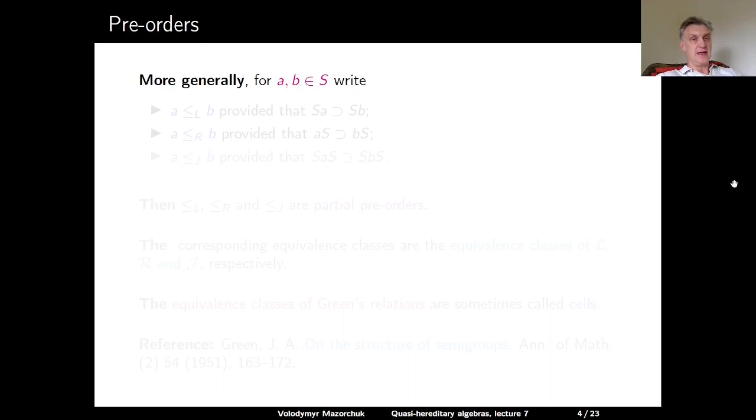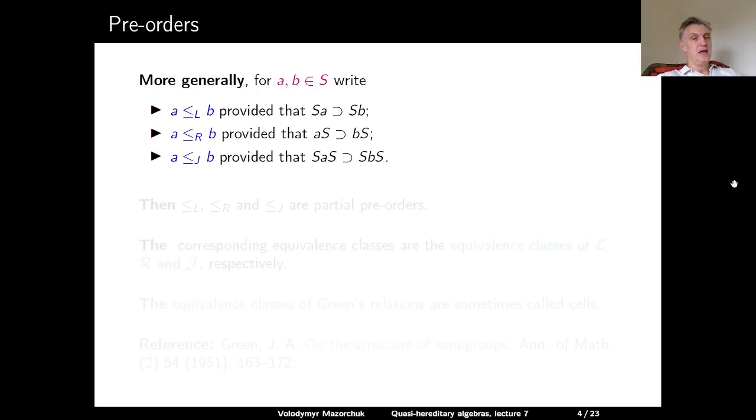The definition of Green's relations admits a very natural generalization. Given two elements A and B in S, we can write that B is L greater than or equal to A, provided that the left ideal of S generated by B is contained in the left ideal of S generated by A. Similarly, we write that B is R greater than or equal to A, provided that the right ideal generated by B is contained in the right ideal generated by A.